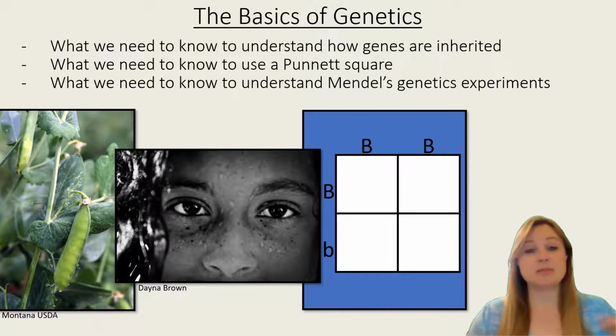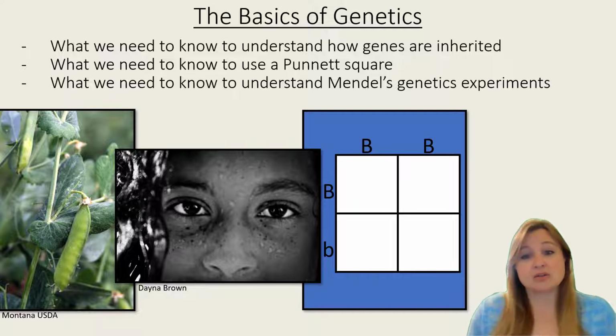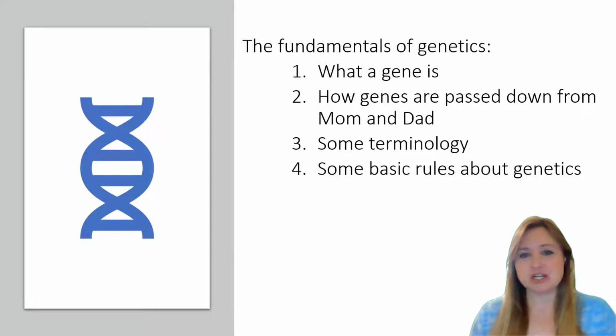Today, we're going to talk about the basics of genetics. These are the fundamentals that you need to know in order to understand how genes are inherited, or to know how to use a Punnett square, or how to understand Mendel's genetic experiments using pea plants, for example. And when we're talking about the fundamentals of genetics that we need to know, there are four major things.